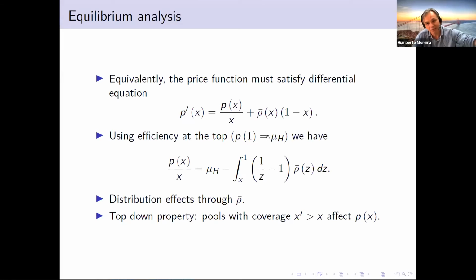And, arguing that the highest type is going to be covered completely, means that the highest risk type here, which is mu H, is going to be choosing coverage 1. And now you can easily solve this ordinary differential equation here, right? But the problem is that we really don't know what this average risk aversion here is. This is an endogenous object.